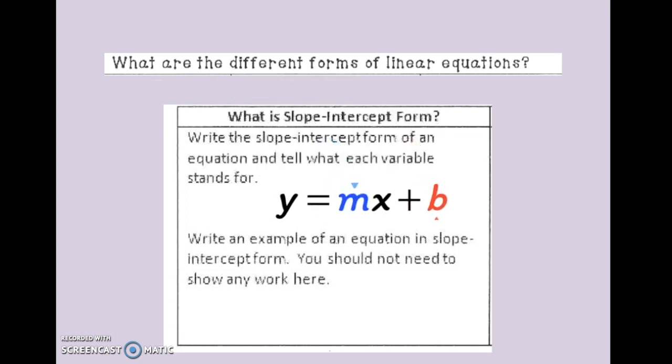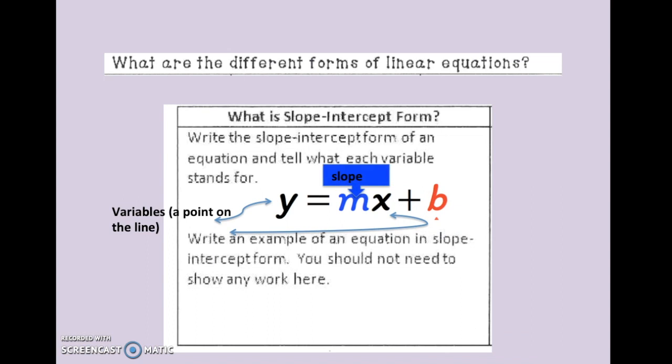Y equals mx plus b. Let's define each variable. The x and the y stand for a point on your line. The m is your slope, and the b is your y-intercept. Let's write an equation. Y is equal to 3x plus 2. 3 is my slope, and 2 is my y-intercept.